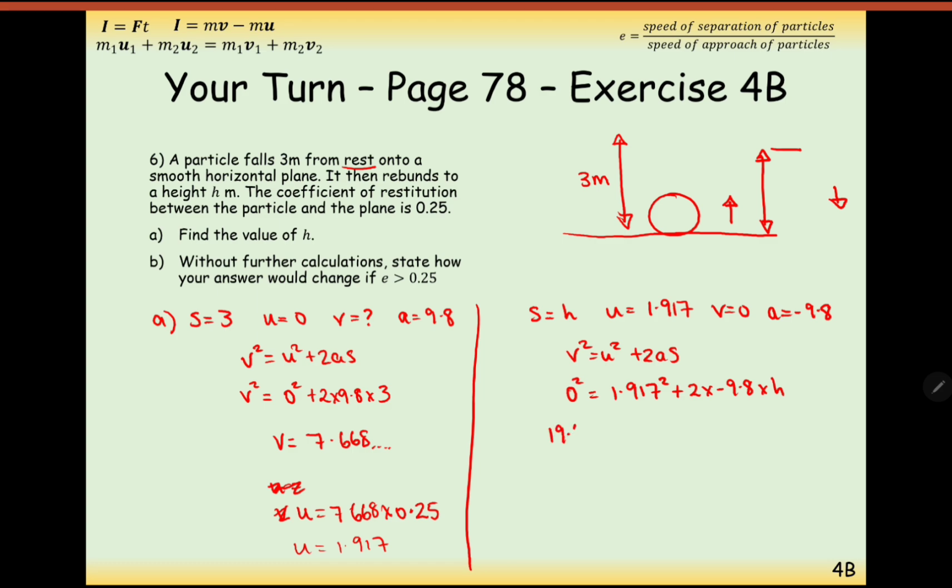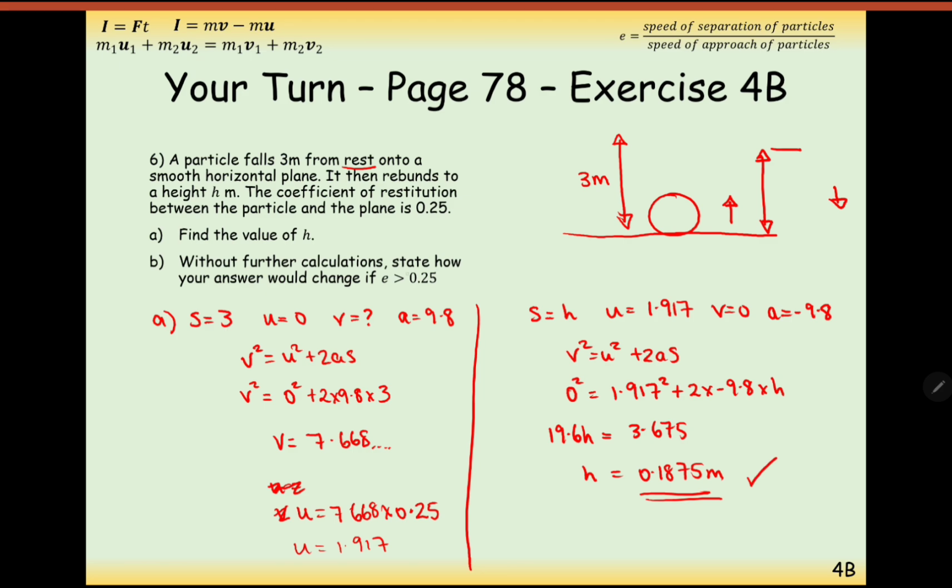So 19.6 H is going to move to this side. We're going to square the 1.917 and we get 3.675. Divide that by 19.6. And we get 3 over 16 or 0.1875 meters. Excellent, there we are, that's the answer for part A.